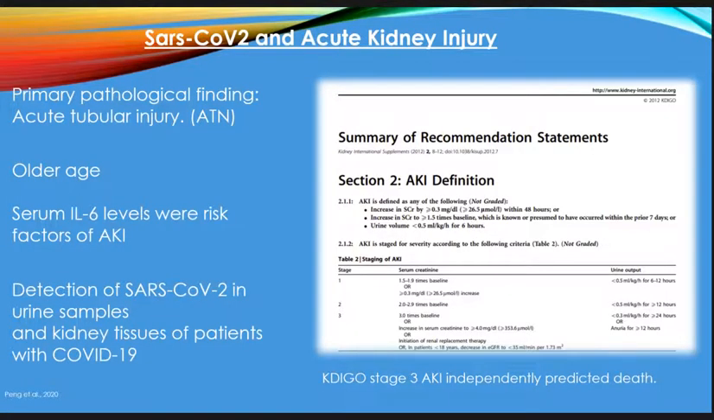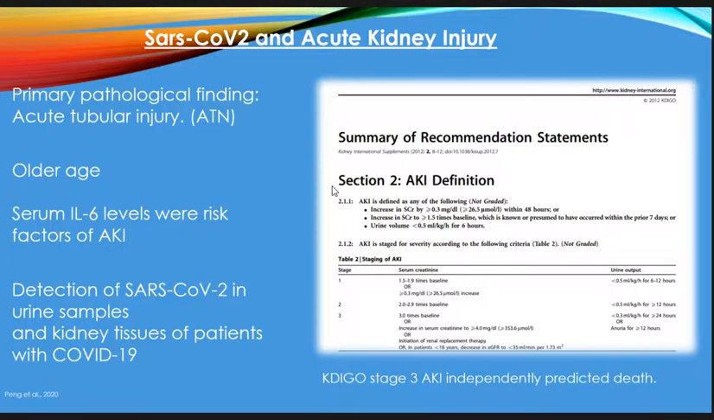Next, we're going to talk about SARS-CoV and acute kidney injury. The primary pathological finding here is acute tubular necrosis. Risk factors would be older age. You're going to see increased serum interleukin 6 levels, detection of SARS in the urine, and kidney tissues have also been noted in these patients.